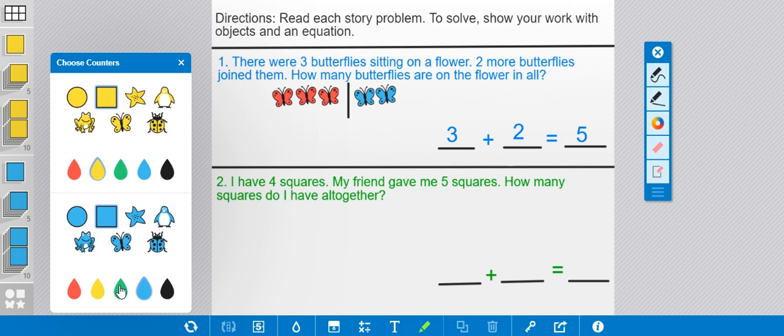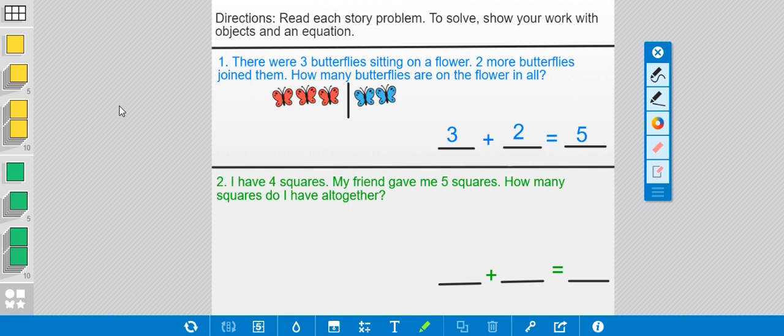And let's see, a different color. Maybe we'll use green squares. So I think I'm liking green today. And then I just click on the X to get rid of that, and now I have my yellow squares and my green squares. So let's go ahead and read this story problem together.